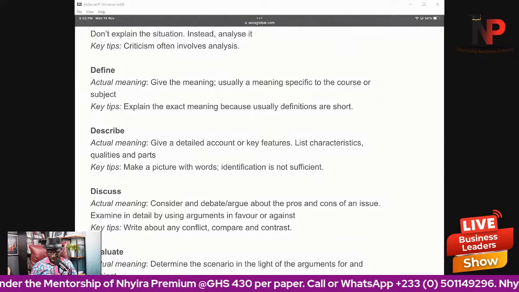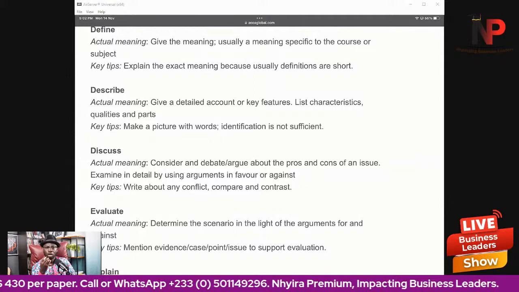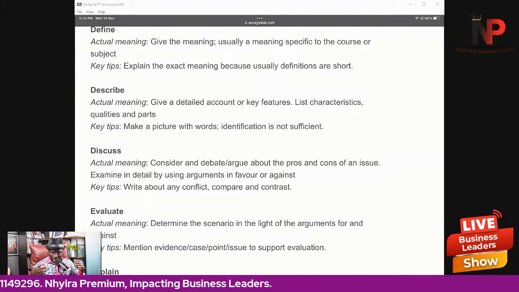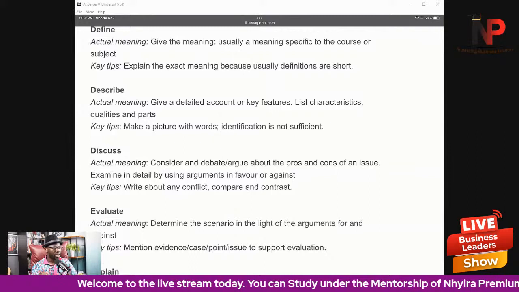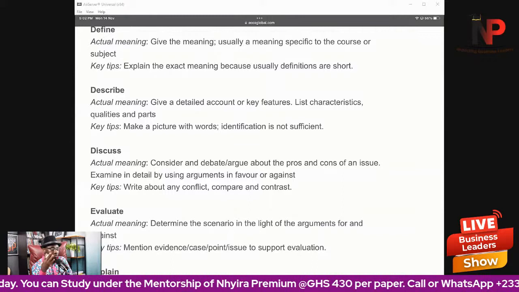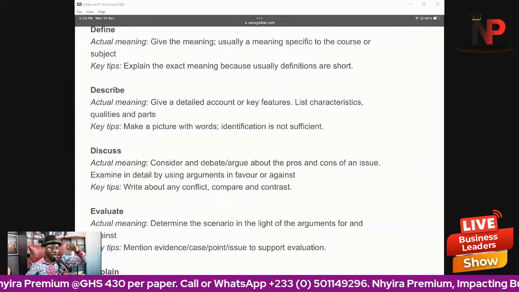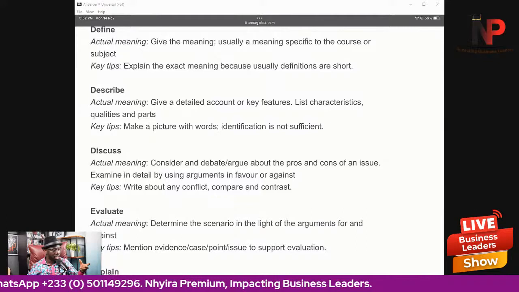Next terminology, describe. When the examiner says you should describe something, it means give a detailed account or key features. It means you have to list characteristics, qualities, and parts. In other words, you are making a picture in words of what we are talking about. So when we say describe something, it means you are painting a picture. You're like an artist trying to paint a picture in the minds of anybody who is reading it to have a simple understanding. That is what we mean by to describe.